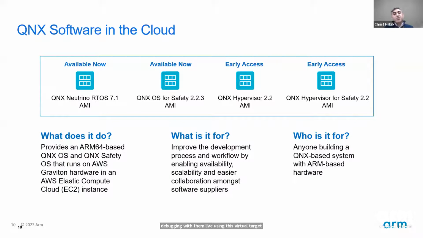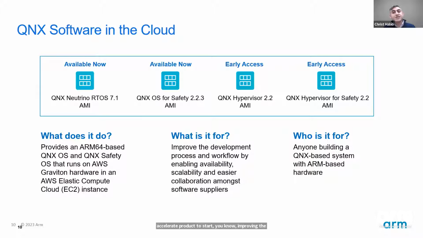So you might ask, what products does QNX Accelerate currently have? We have two currently available on the marketplace, which are Neutrino RTOS 7.1 and our QNX OS for Safety 2.2.3, running in the cloud today. And we have early access availability for our Hypervisor 2.2 and our Hypervisor for Safety as well. So you can start today using the QNX Accelerate product to improve the efficiency of your development cycle.